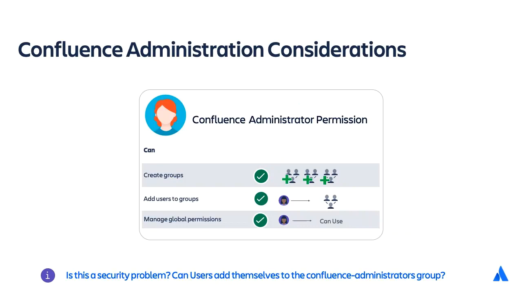Users that have the Confluence Administrator global permission can manage users, groups, and global permissions. They can add users to groups and they can manage global permissions. Is this aspect of their abilities a security concern? Can a user with the Confluence Administrator permission add themselves to the Confluence Administrators group and in that way access all content regardless of restrictions?